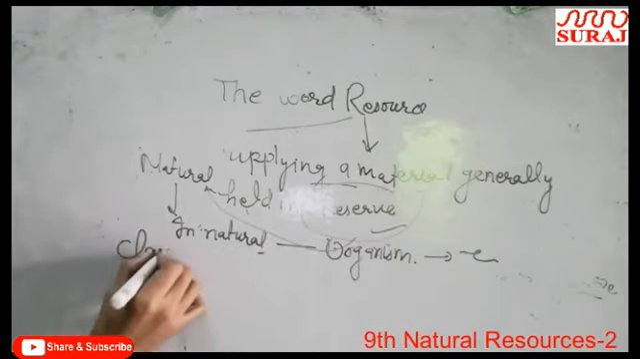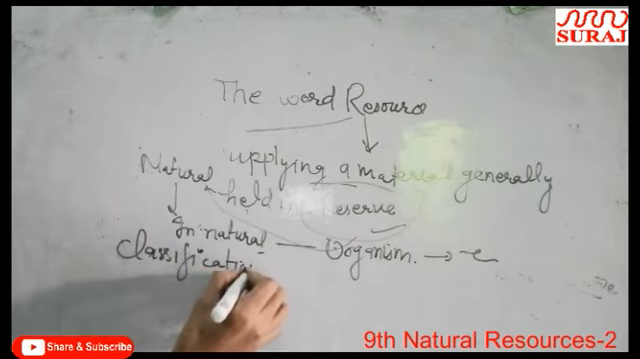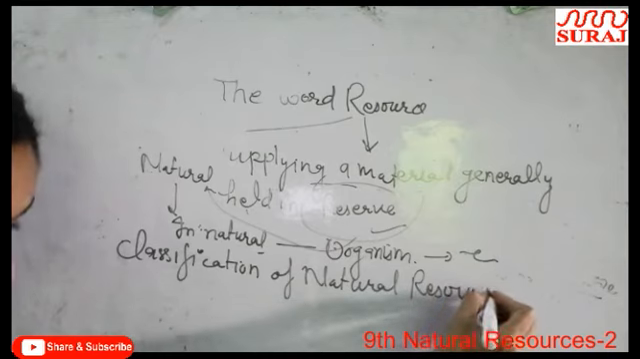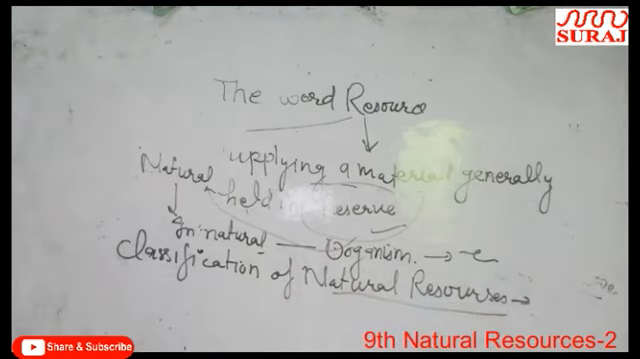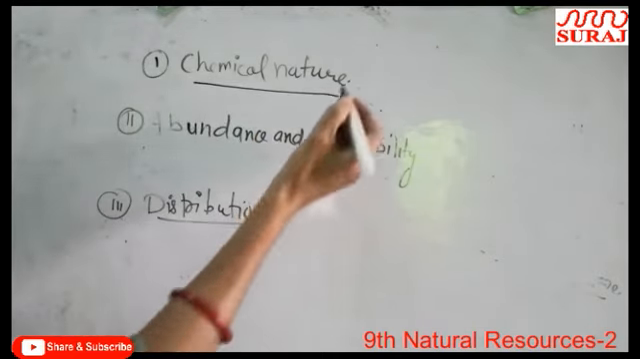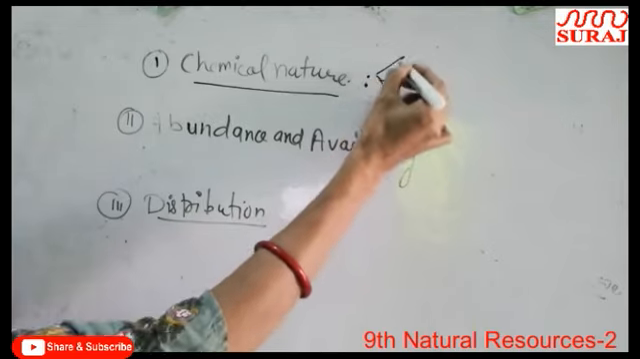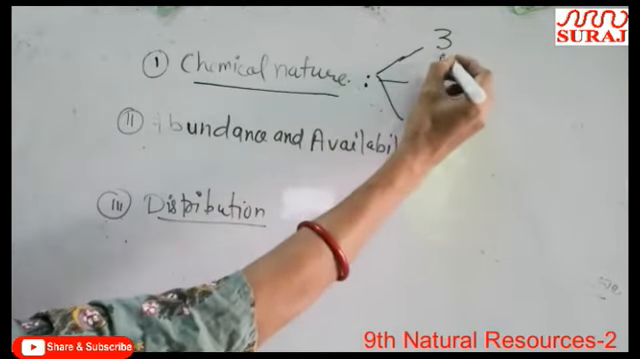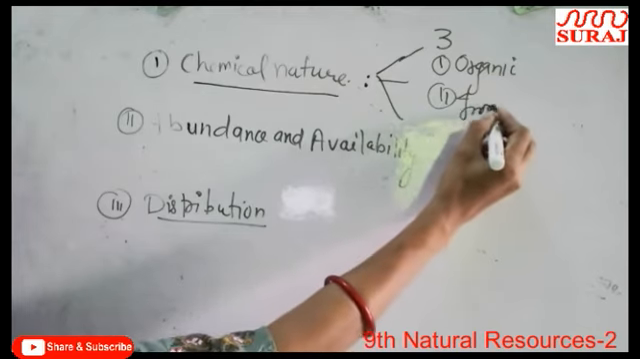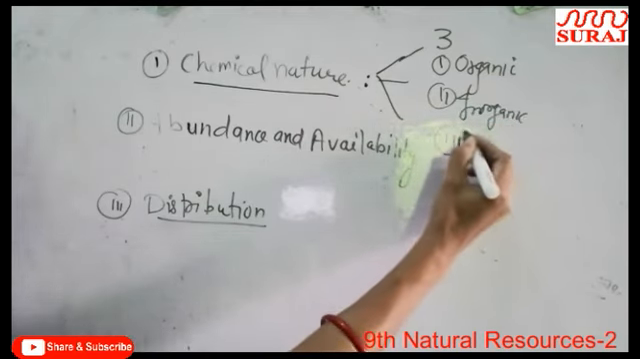Now we are discussing the classification of natural resources. देखिए natural resources को different way से, different point of view से हमने classify किया है. First of all, on the basis of chemical nature, the natural resources are classified into 3 groups. First is organic resource, second one inorganic resource, and third is mixed resource.